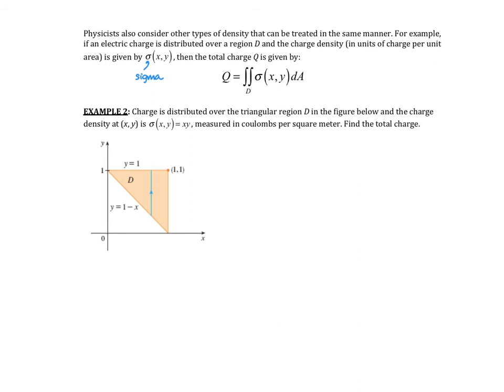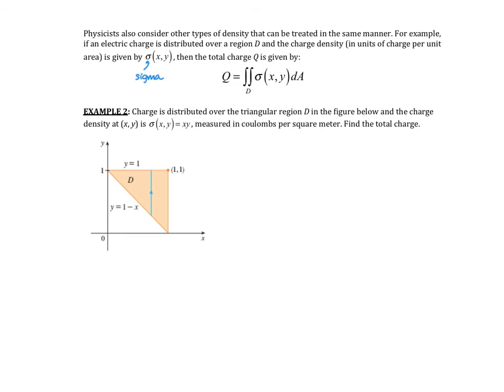So here's an example. Charge is distributed over the triangular region D in the figure below, and the charge density at any point x y is sigma of x y equals x y, measured in, I'm not actually sure how you say that unit, coulombs per square meter. I'm probably not going to repeat that because I don't actually know that that's correct. So find the total charge.